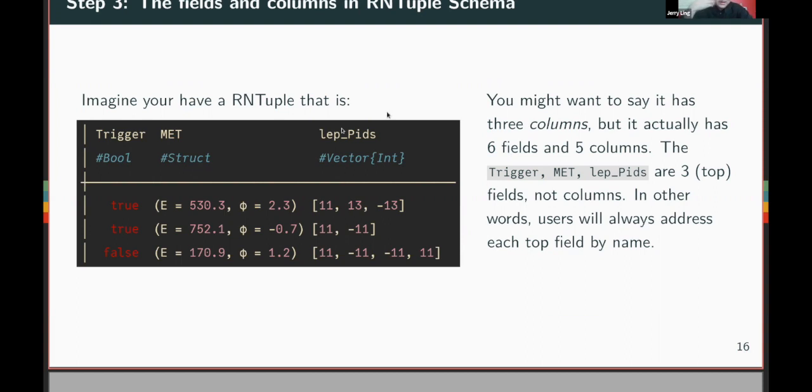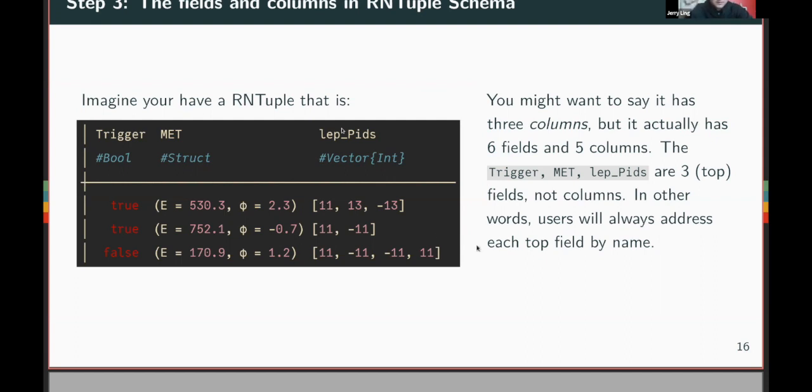Naively, we would say, okay, this table has three columns, which is correct. But if we want to make the nuanced points about what is a field and what is a column, we will see that it actually has 6 fields and 5 columns. And the things that we see and address by name are actually fields.